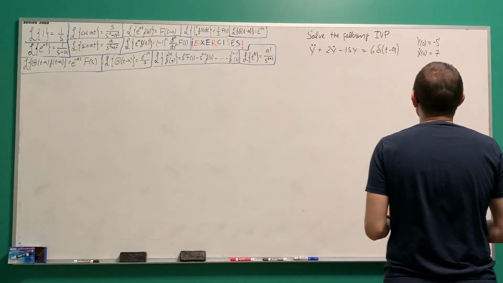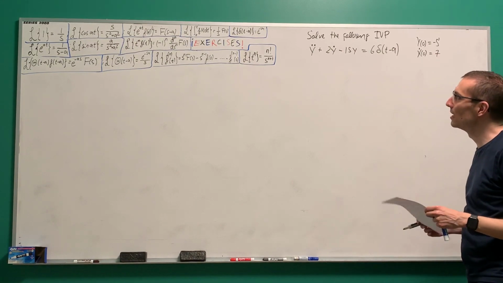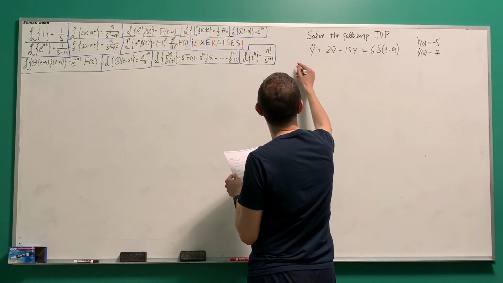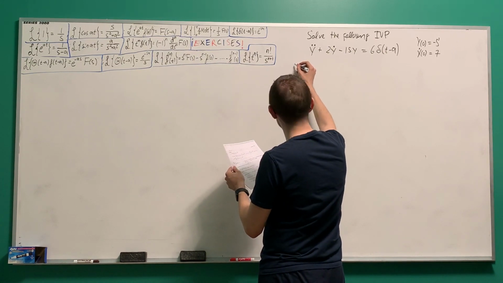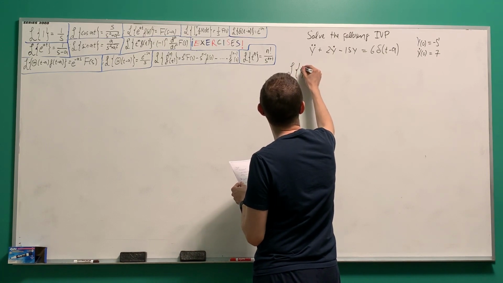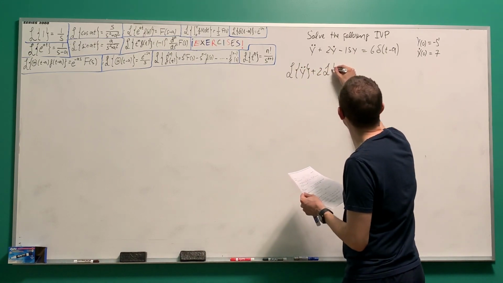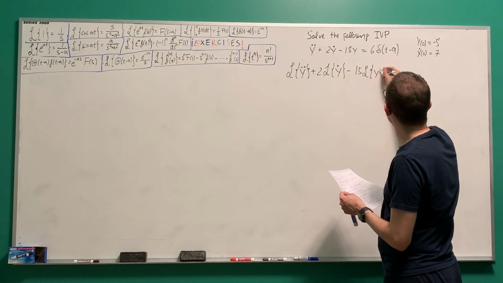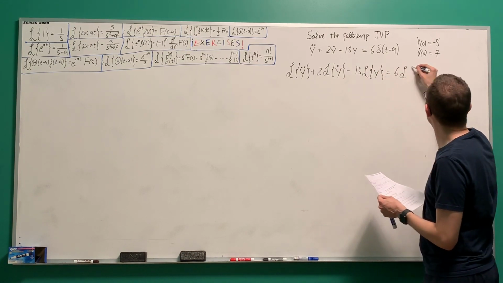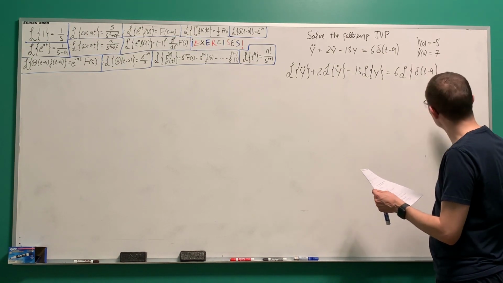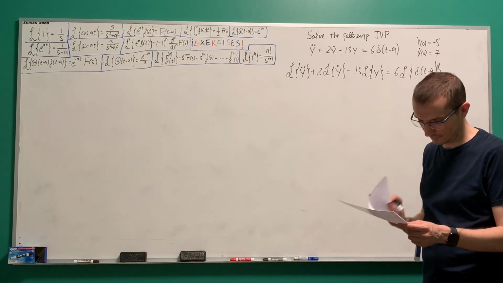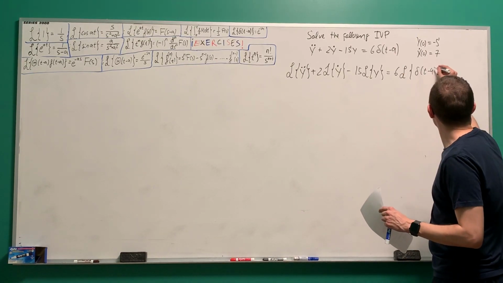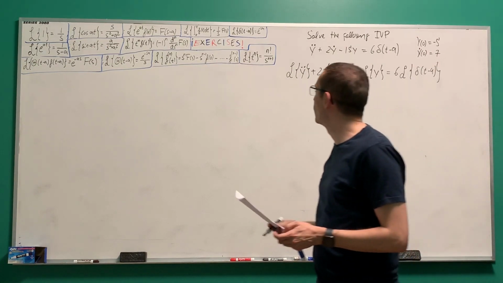All right, to solve this differential equation with these initial conditions, what we do is take the Laplace transform on both sides, as we have been doing. So we get the Laplace transform of y double dot plus twice the Laplace transform of y dot minus 15 times the Laplace transform of y equals 6 times the Laplace transform of delta of t minus 9. All right, so we know how to write that.